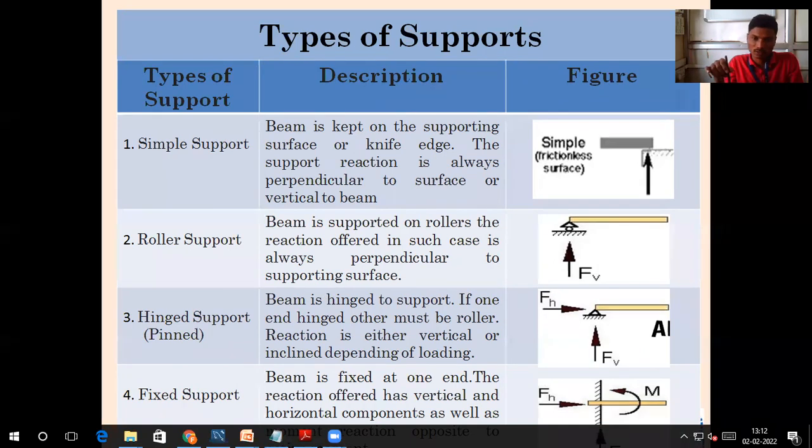So it is fixed, something like that. Hinged, it can rotate. When will reactions come into picture? A simple question I will ask. When will reactions come into picture? Simple mechanics question. Or when will a reaction generate in a component?